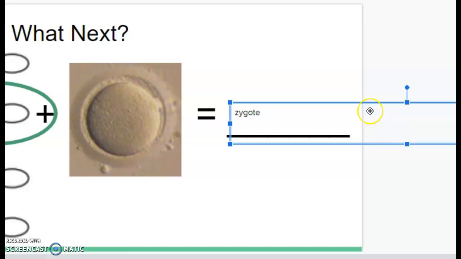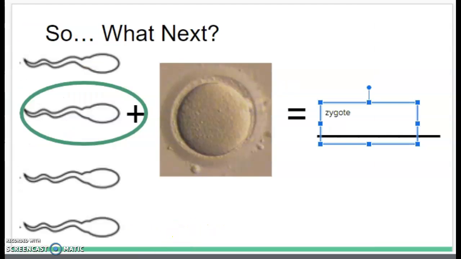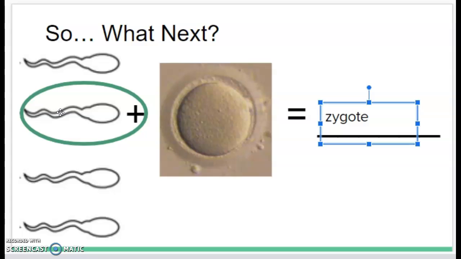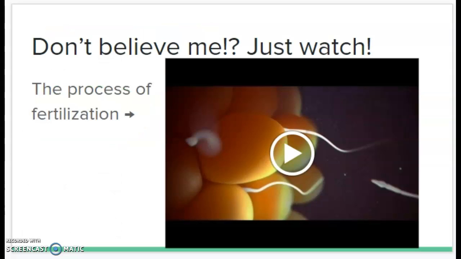The very first cell that is produced after fertilization happens is called a zygote. So the first Miss Cush cell that ever existed was a zygote. As soon as the egg and sperm come together, it's called a zygote. You got it.